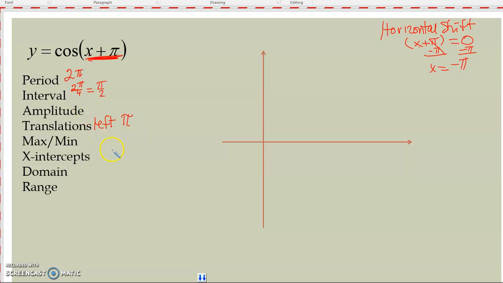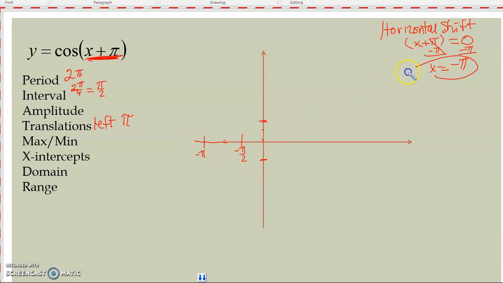Now, we need to think before we graph, okay? Because I've got to move a whole pi to the left, where my graph typically starts at 0, 1. I now have to shift it to the left. It's going to start somewhere else. Okay, so let's look at that. Our intervals are 1/2. So we're going to go over a half and over another half.